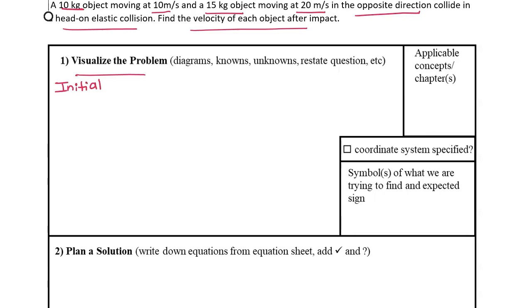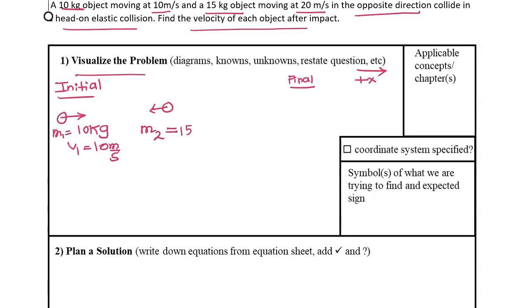So let's start by visualizing the problem. I'm going to draw a diagram for the initial situation and for the final situation, and I'm going to take right as the positive x-axis. Initially, the 10 kilogram object has a velocity of 10 meters per second. Let's assume it's moving to the right. The second object is moving in the opposite direction, so let's assume it's moving to the left. Mass is 15 kilograms. Velocity would be negative 20 meters per second, based on our coordinate system.